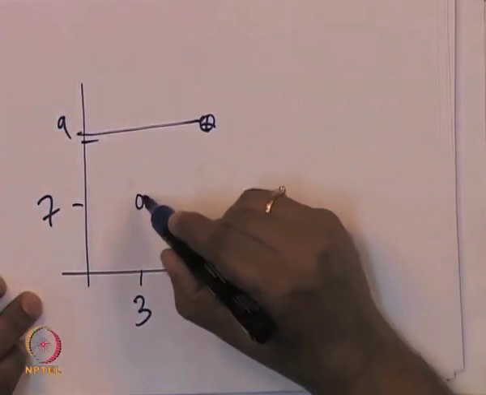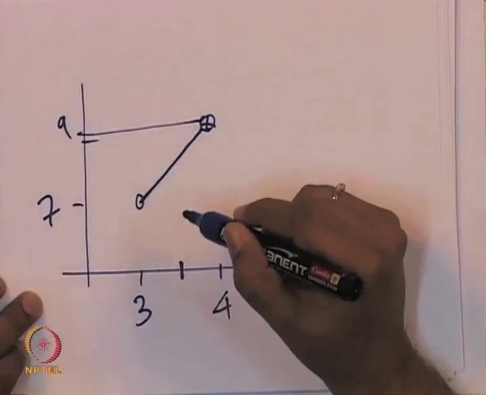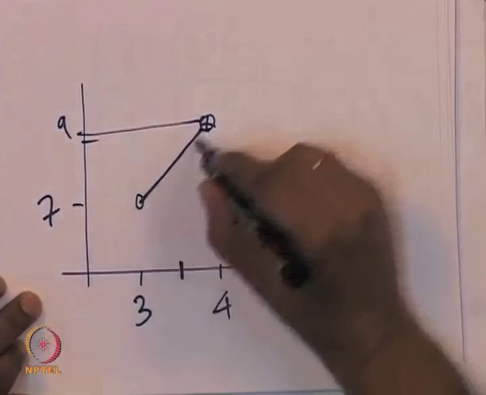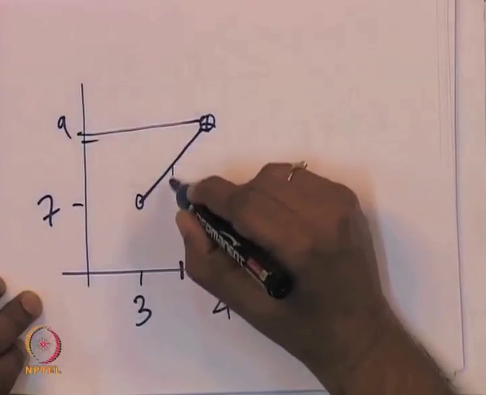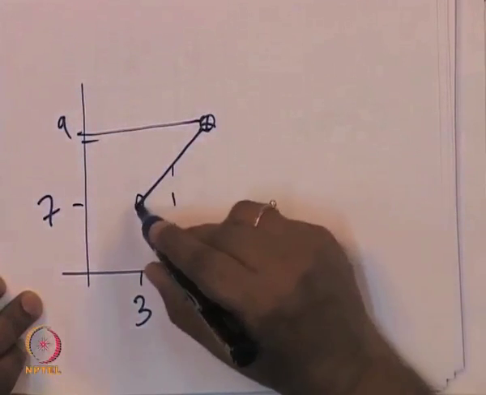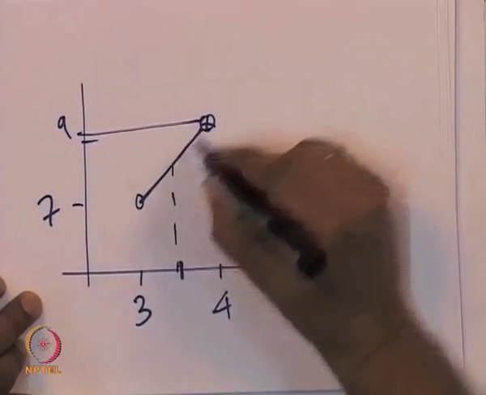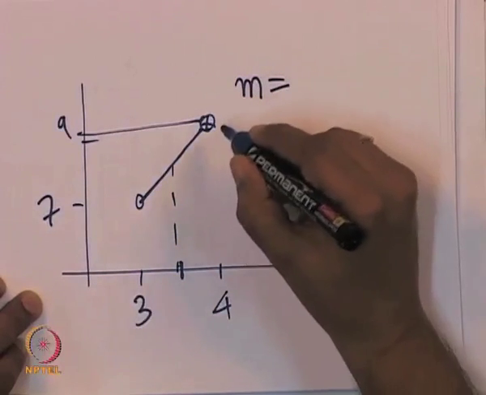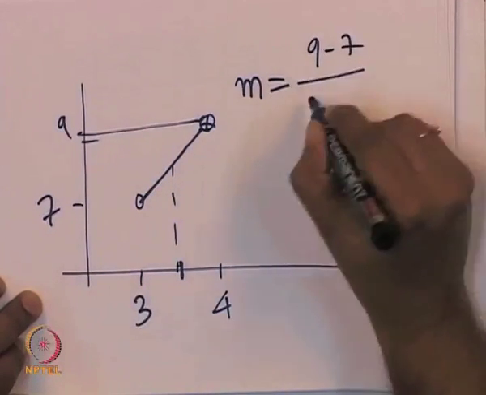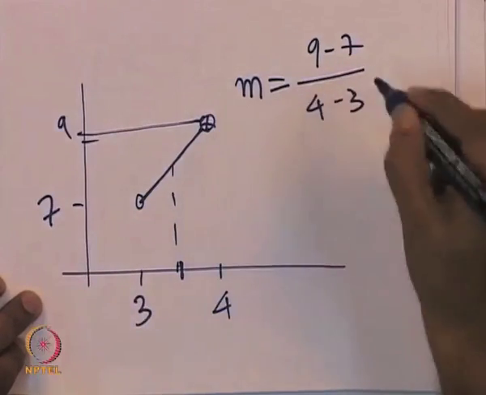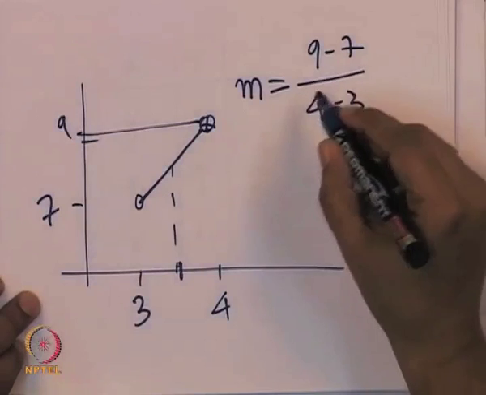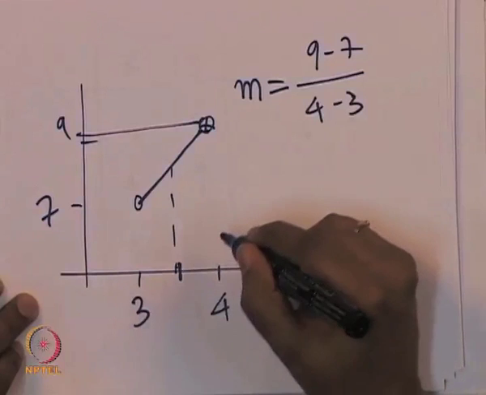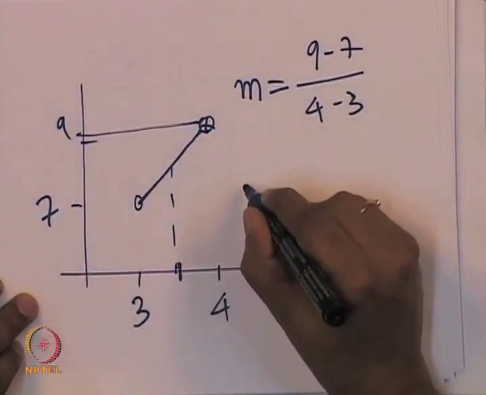So, the simplest assumption is that it is a straight line between this and this. If I assume that this is a straight line, then the value of this can be easily found. This means that the slope of this straight line, m, is dy by dx, that means 9 minus 7 by 4 minus 3. This is my slope. If I know the slope, then I can calculate the new value at 3.5. Let me call this x prime.